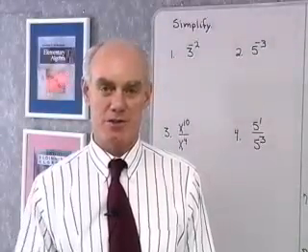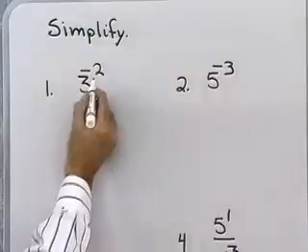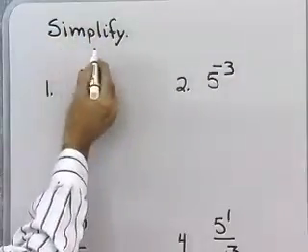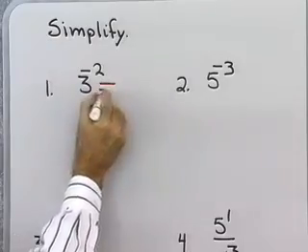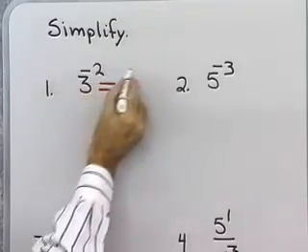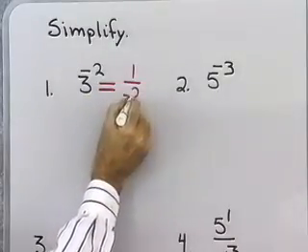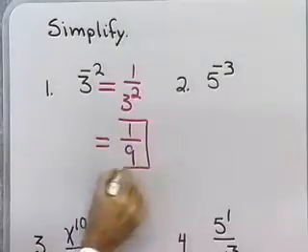Negative exponents will give us reciprocals. That's their definition. Over here I've written on the board 3 to the negative second power, and we want to simplify this, meaning we want to write it without an exponent or with a positive exponent. By definition, 3 to the negative second power is 1 over 3 to the positive 2. Now 3 to the positive 2 is 9, so I end up with 1/9.